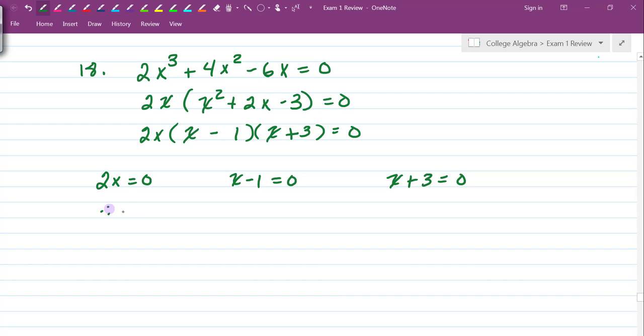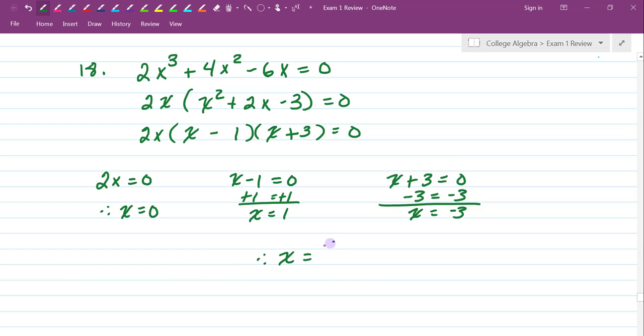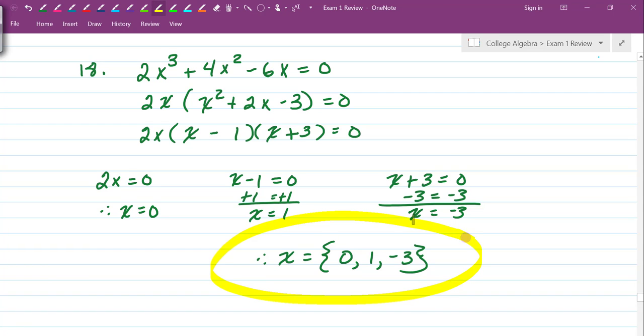So here we get, therefore, x is equal to 0. Right here, we would just simply add 1 to both sides, and we get x is equal to 1. And here we would subtract 3 from both sides, and we get x is equal to negative 3. Therefore, x is equal to 0, 1, and negative 3. And that is how we would solve problem number 18.